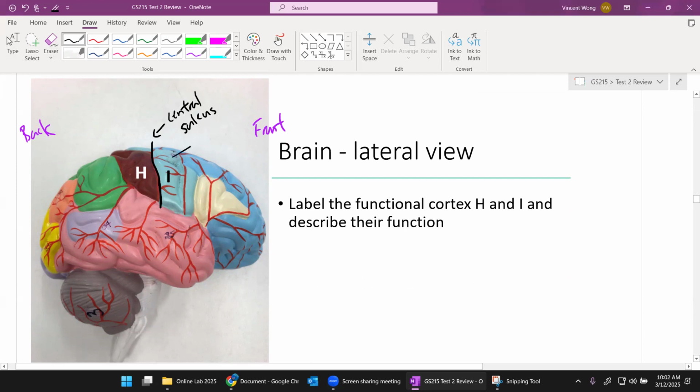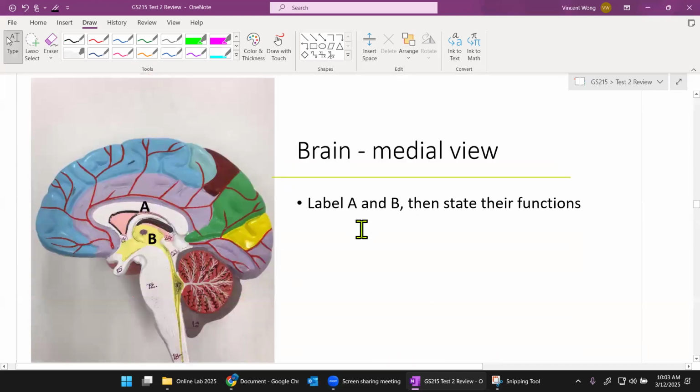And which means in front of the central sulcus is the primary motor cortex for voluntary movement, and then we have the primary somatosensory cortex. One's for motor control, one's for feeling.